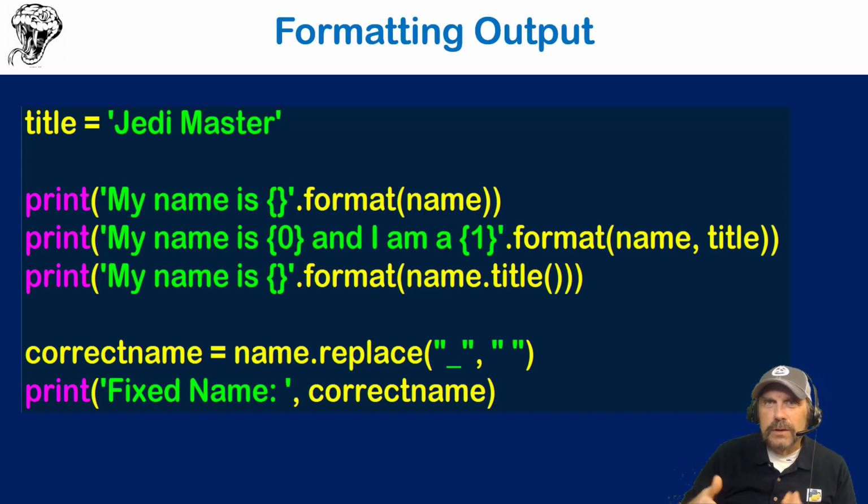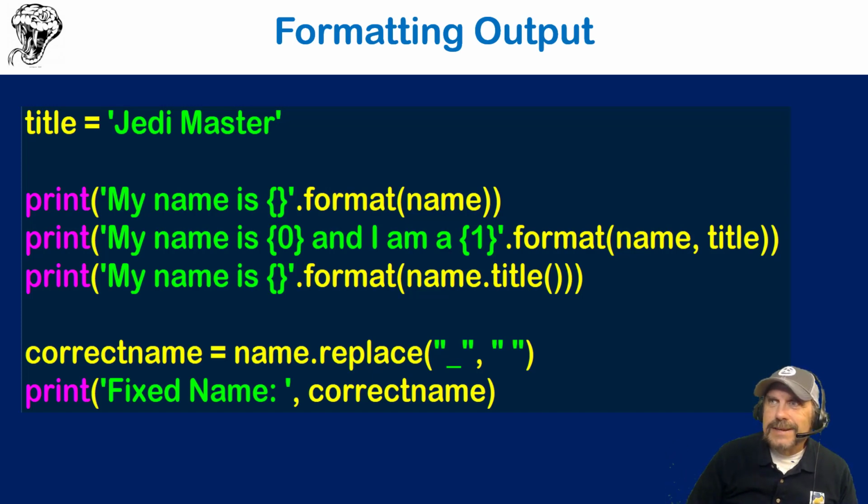If we had something with multiple words with a space between them and we were to apply the title, each word would become capitalized. And we print out now fixed name, correct name. So all we've really done in that particular thing where we're doing the replace is replace that underscore with the space. But again, we can do many things here.